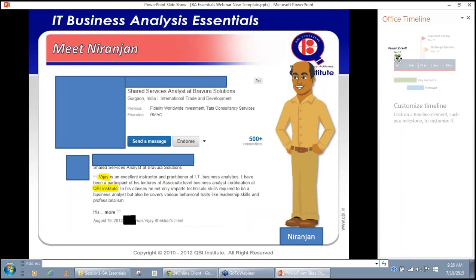So this friend of mine, who's also my student, was working with TCS. TCS was not appreciating his skills and appreciating his presence. So by the time he finished this course, he joined Fidelity, and now he is with Bravura Solutions, and his salary has shot almost 300 times in the last 3 years. Some very inspiring stories.